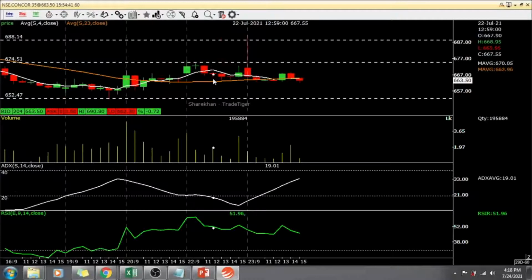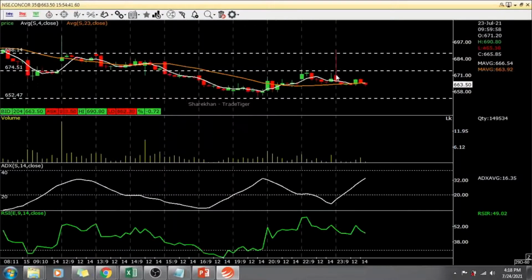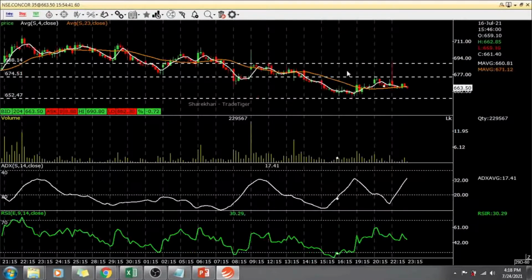In the last 4 to 5 trading sessions, there was a ranging market, especially on Friday. It was a clearly flat market. So what I'm anticipating in the upcoming next 3 trading sessions is that the market will go down.